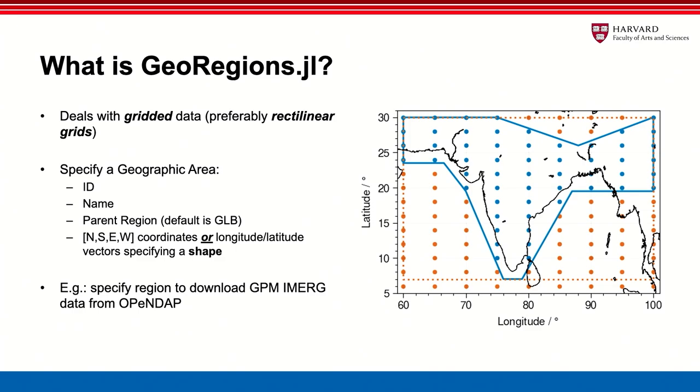So the third part is on creating packages in Julia and using GeoRegions as an example of a package that I've created. Basically, GeoRegions.jl deals with a bit of background: GeoRegions.jl basically deals with gridded data. So you specify an ID and a name for a geographic area, and you specify the boundaries or the shape of that region using different coordinates.